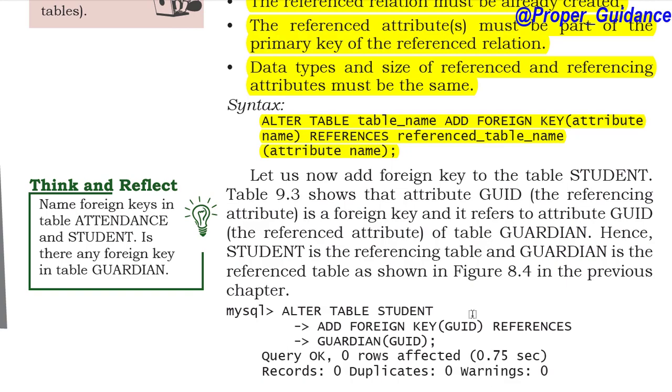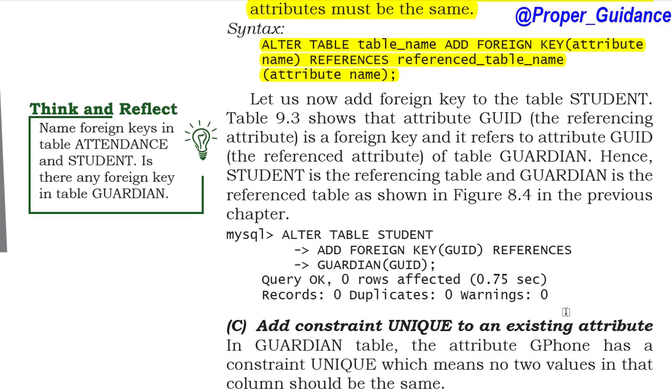Let us now add foreign key to the table student. It shows the attribute GUID is a foreign key and it refers to attribute GUID of table guardian. Hence, student is the referencing table and guardian is the referenced table as shown in this thing. Alter table student add foreign key GUID, this thing.